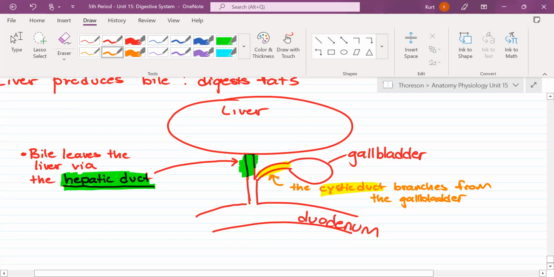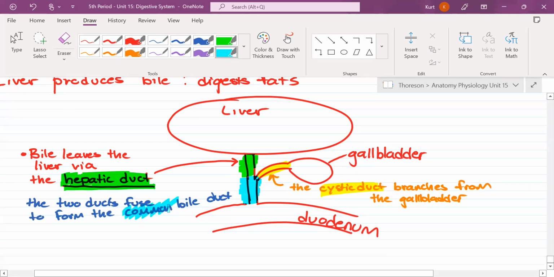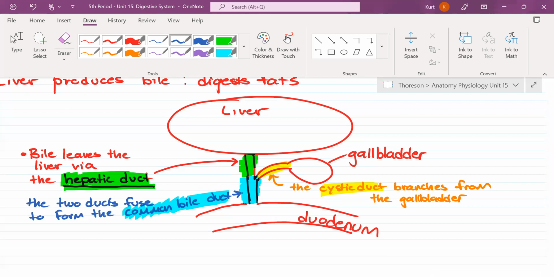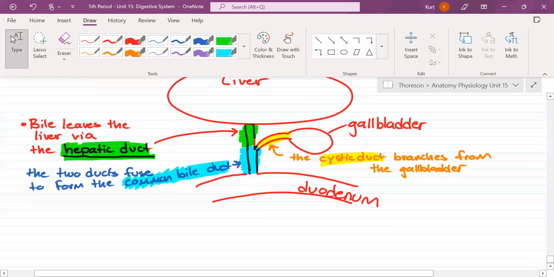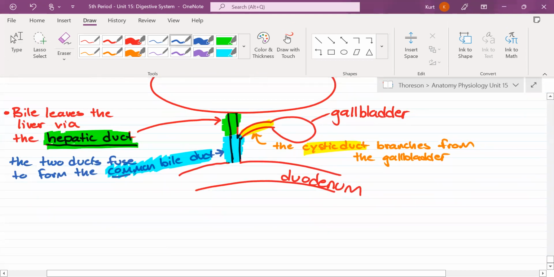And they both meet, like two roads will join to form one. This duct right here that I'm highlighting in blue is where they join. The two ducts fuse to form the common bile duct. Right there. So you have the hepatic duct that comes from the liver, the cystic duct that comes from the gallbladder. The two of them will meet and they will form the common bile duct, and they will empty their contents into the duodenum, the small intestine. Know those ducts, especially the common bile duct. That was really important. It's also used by your pancreas.